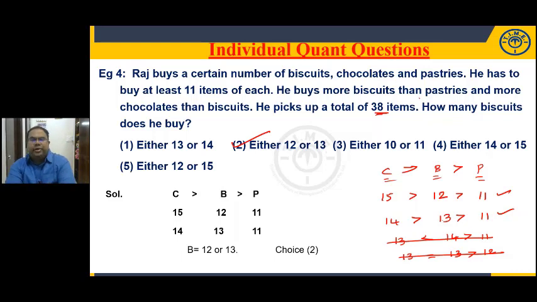You might get a doubt, so I explained that case. Can it be 14? It can't be 14. Can pastries be 12? It can't. When it is not 12, it can't be 13 also. So it has to be only 11. When pastries are 11, I have two cases: biscuits can be 12, chocolates 15, or biscuits 13, chocolates 14.